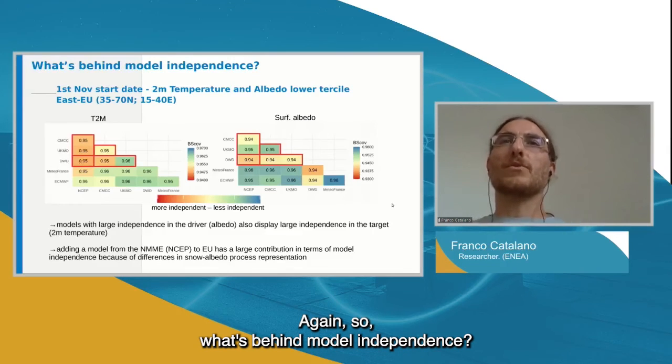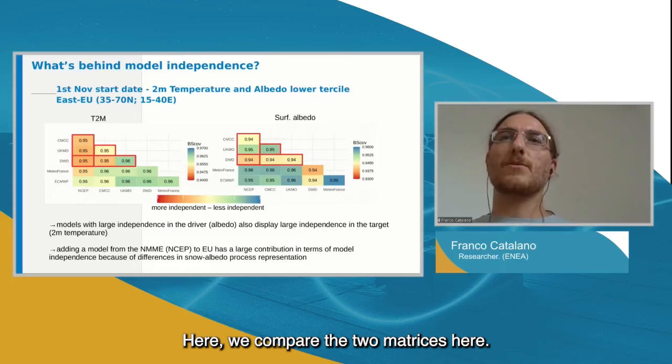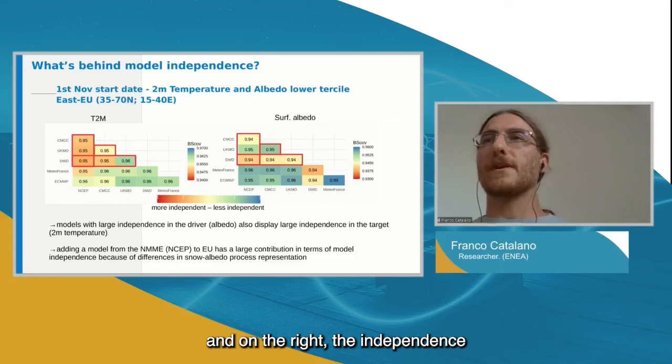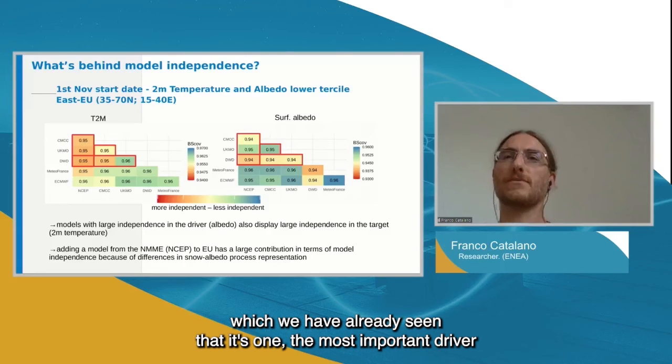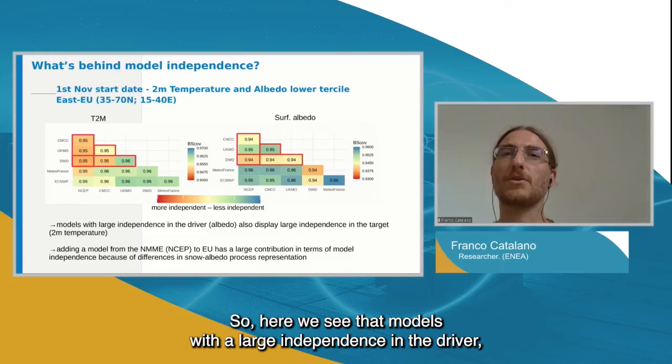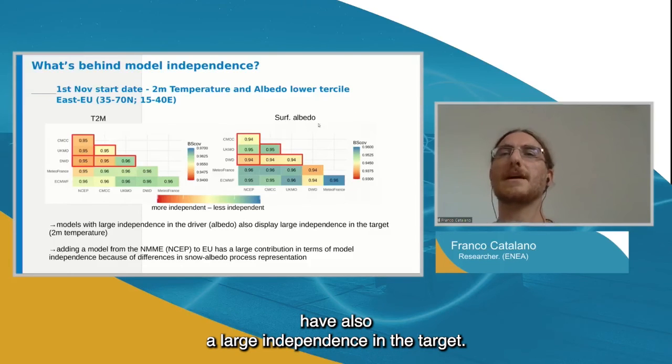Again, so what's behind model independence? Here we compare the two matrices. On the left, we have the independence comparison for 2 meter temperature, and on the right, the independence in the surface albedo, which we have already seen is the most important driver for 2 meter temperature in winter. So here we see that models with a large independence in the driver, which is the albedo, also have a large independence in the target.